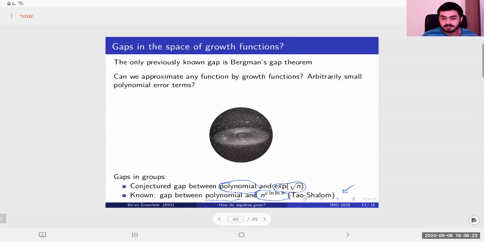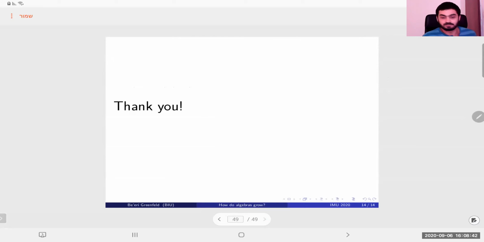So again, I think this demonstrates the difference between these two spaces, and again, the diversity and how huge and beyond our understanding is the space of growth functions of algebras. So I think this is a great point with this picture to stop. So I'd like to thank you. Well, thank you, Barry.